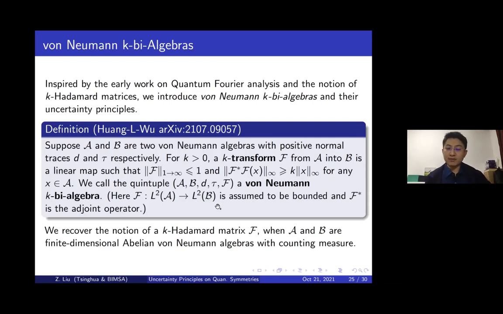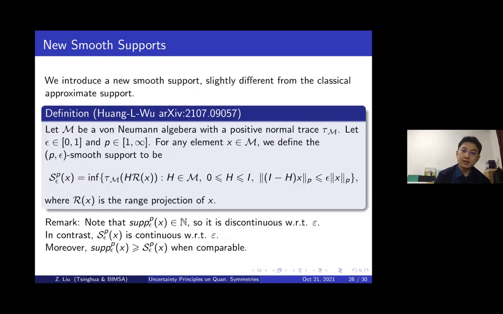Well, one thing we need to be careful about is if the fundamental algebra is infinite dimensional, namely the f star may not be well defined. So here we assume the f star is well defined as a adjoint operator of f. And then from that, we can recover the notion of K-Hartmann matrix when A, B are abelian fundamental algebras with counting measures. And in this way, we'll be able to cover the K-Hartmann matrix and those quantum symmetries arising from subfactors, those non-commutative fundamental algebras with trace.